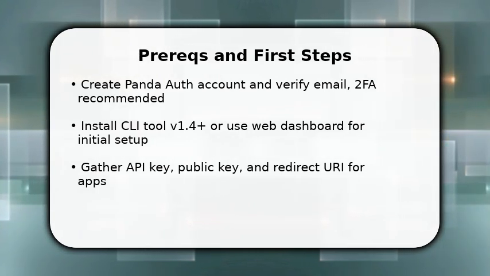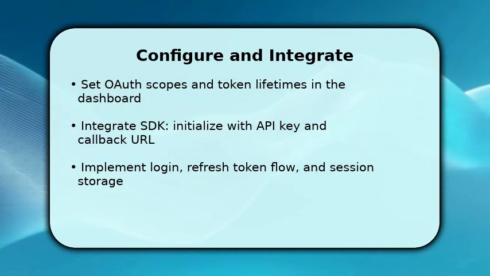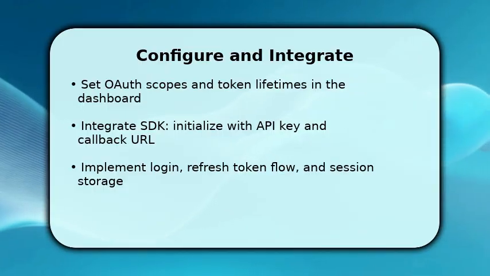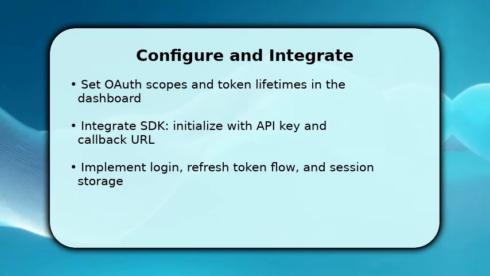Now you configure authentication flows. Choose OAuth scopes and token lifetimes that match your security needs. Then initialize the Panda Auth SDK in your app with the API key and callback URL. This wires your front end to the provider.